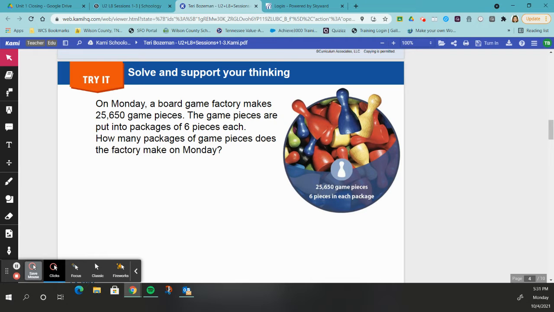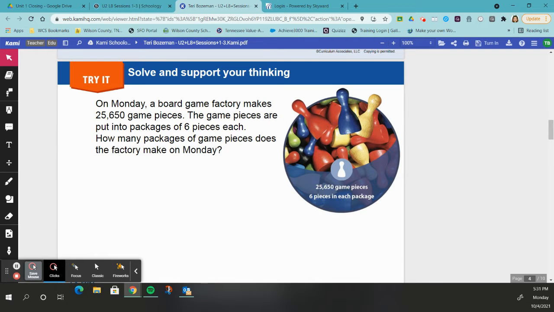So first, we want to figure out, what is this problem about? So let's go back and look at it. On Monday, a board game factory makes. So we have a factory that makes board games, right? So that's what this is about, okay? It's about a factory that makes board games. The game pieces are put into packages. So we have a factory making board games, and they're putting the pieces in packages, right? How many packages of game pieces does the factory make on Monday? So we want to figure out how many packages of pieces the factory makes in one day, right?